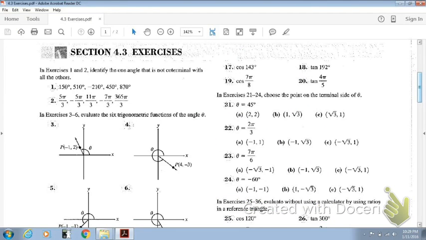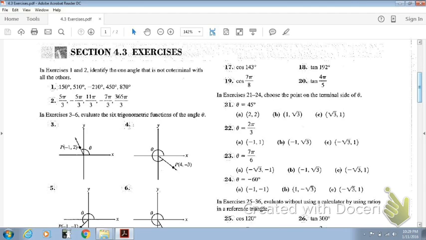Okay, the last thing I wanted to do was just go over the different sections that you have to do in your homework, just so everybody knows what's going on. I'm going to assign numbers 1 through 6 all. And you're also going to do 13 through 47, the odds.